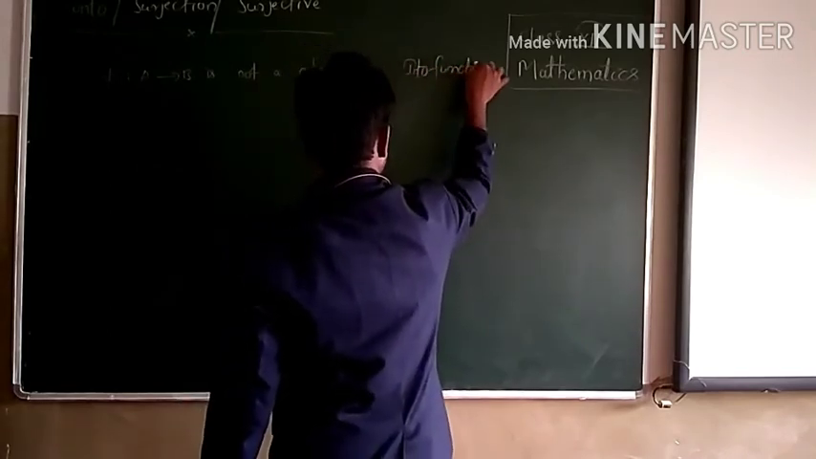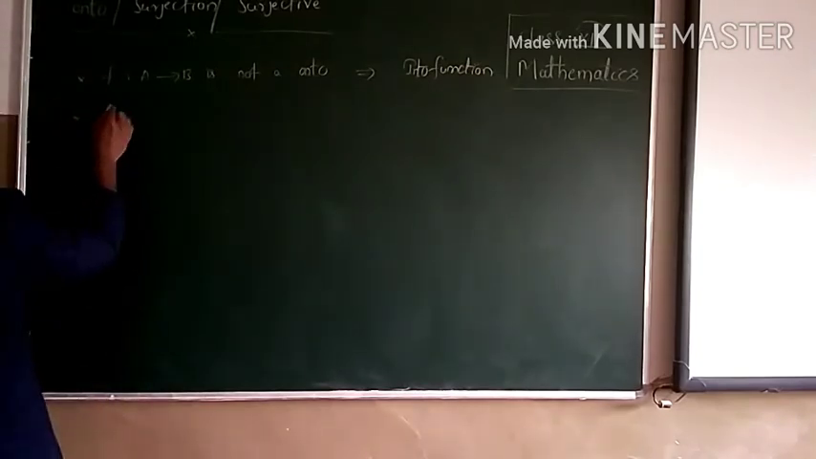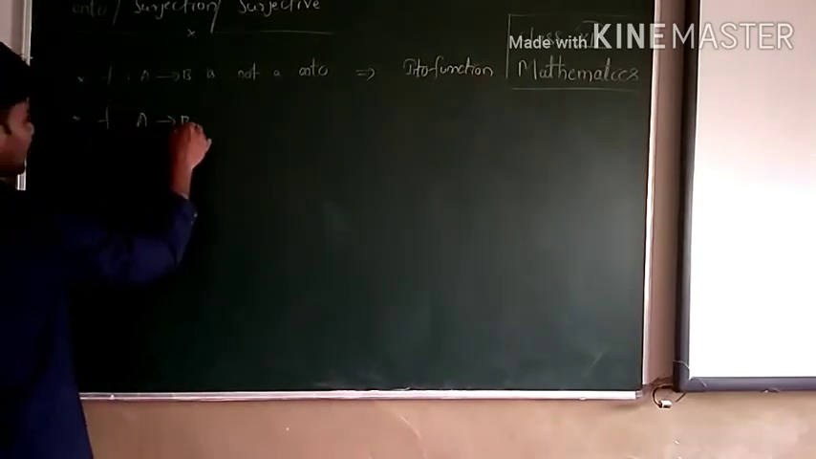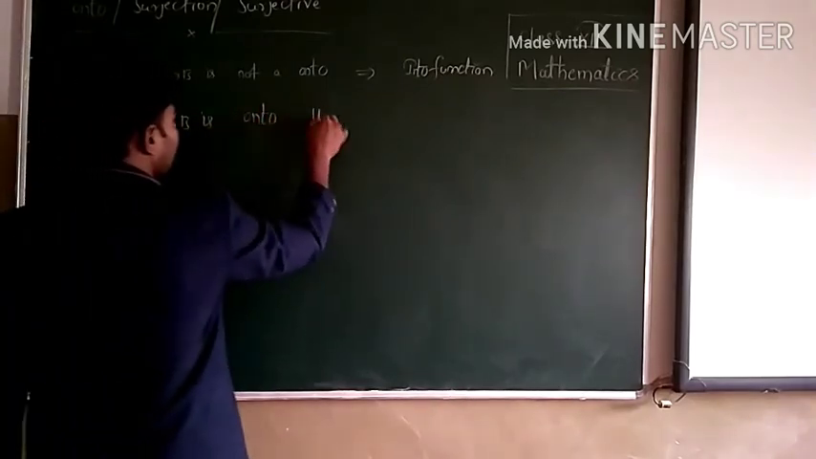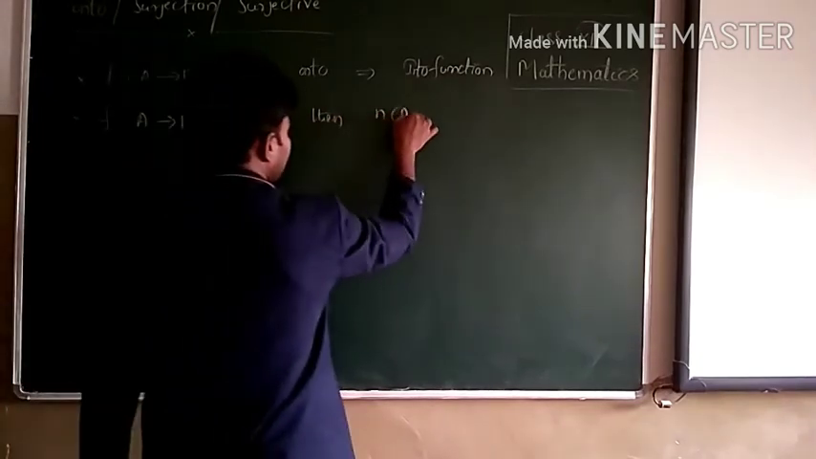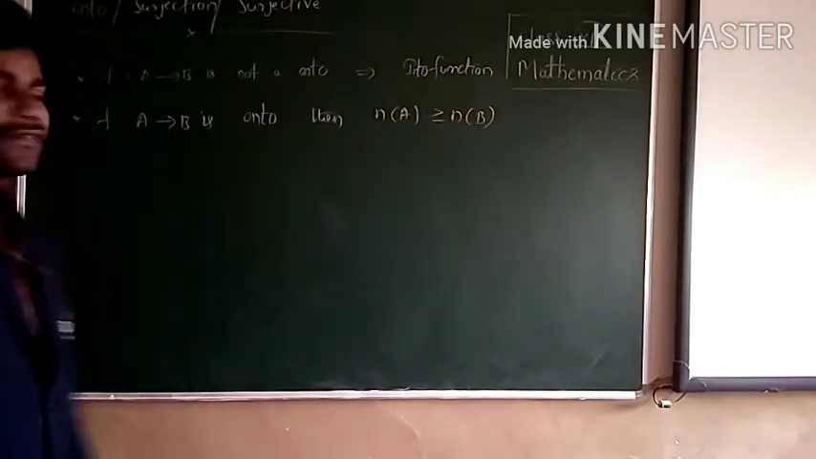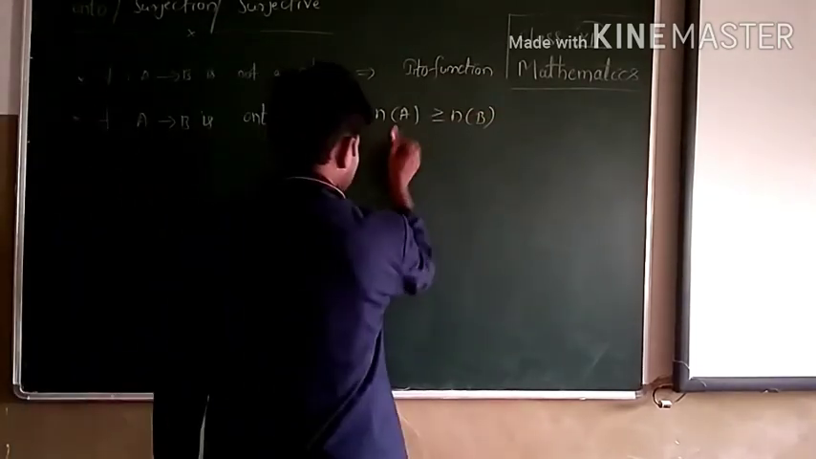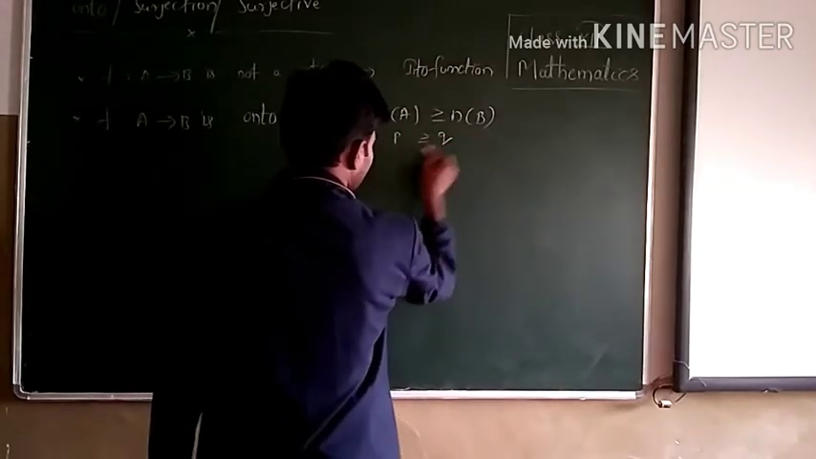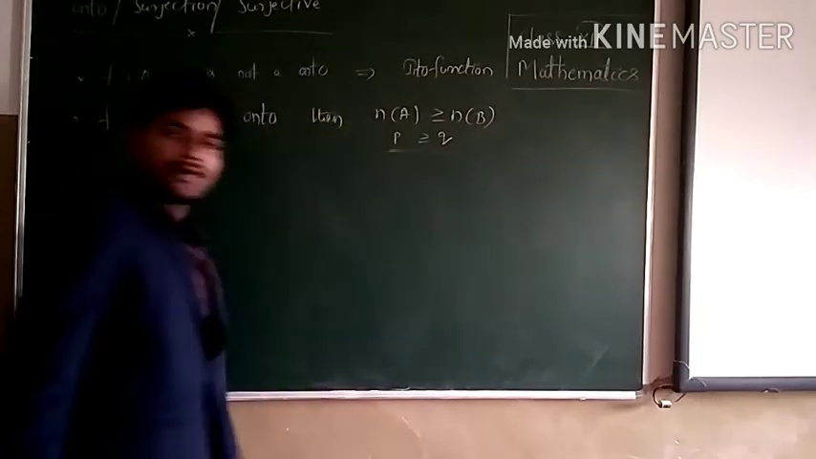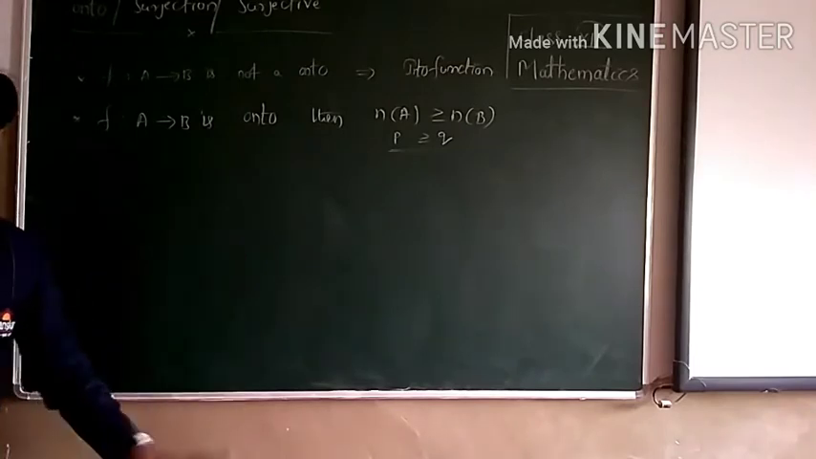This is an important point. Suppose f: A to B is an onto function, then n(A) is greater than or equal to n(B). Suppose set A has p elements and set B has q elements, so p is greater than or equal to q. Based on this, we can find the number of onto functions from A to B.